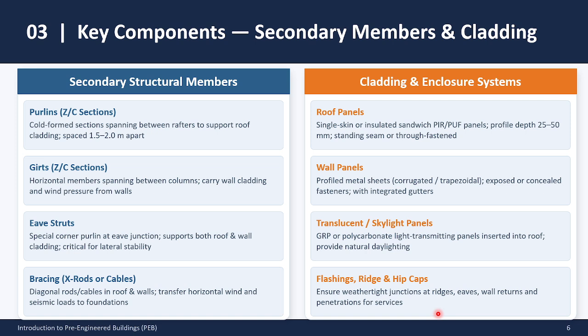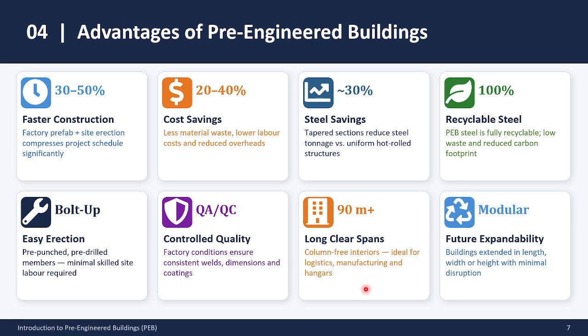Beyond the primary frame, secondary members complete the system. The purlins and girts, which are cold-formed Z or C sections, support roof and wall cladding respectively. The eave struts sit at the critical roof-wall junction. Bracing rods or cables handle lateral wind and seismic loads. For cladding, we have insulated sandwich panels for roofs, profiled metal wall sheets, transparent GRP panels for daylighting, and flashing for watertight junctions.